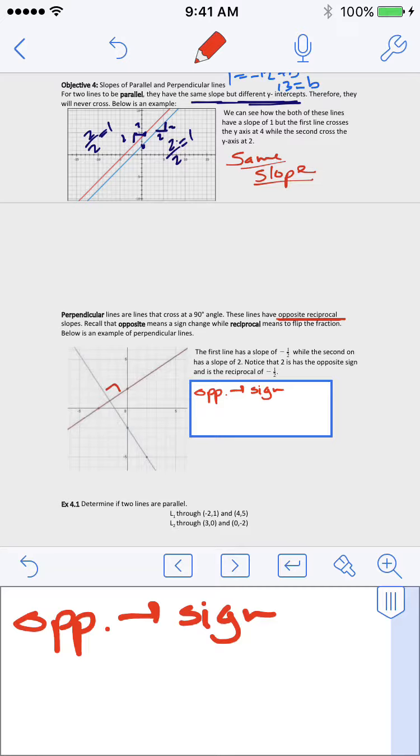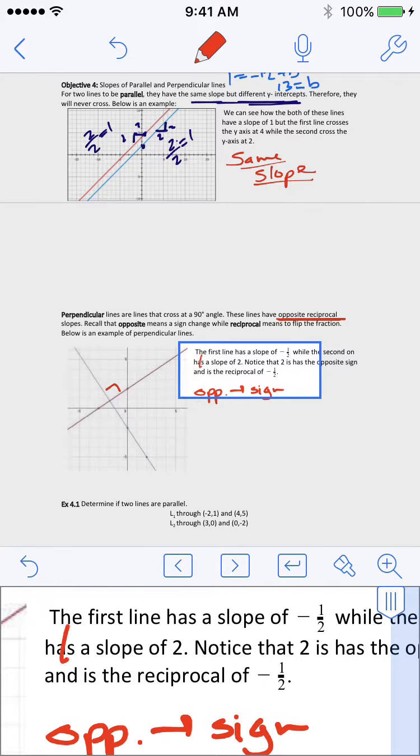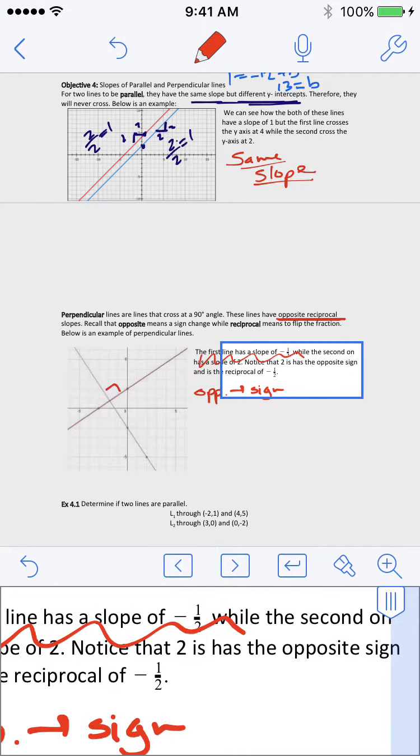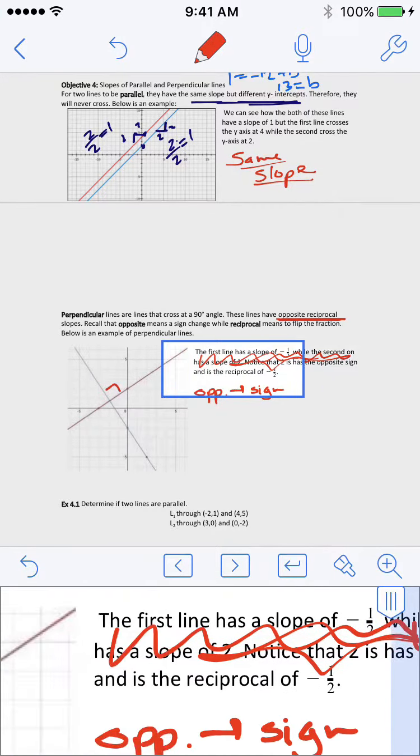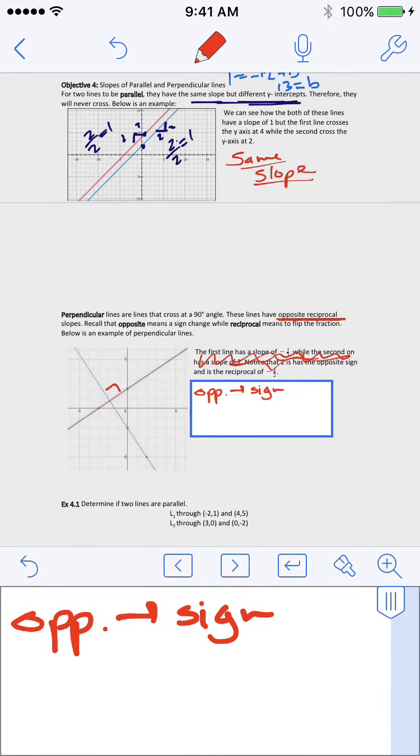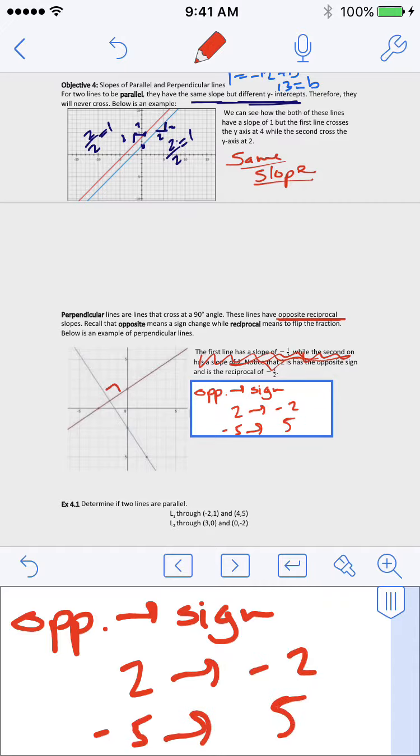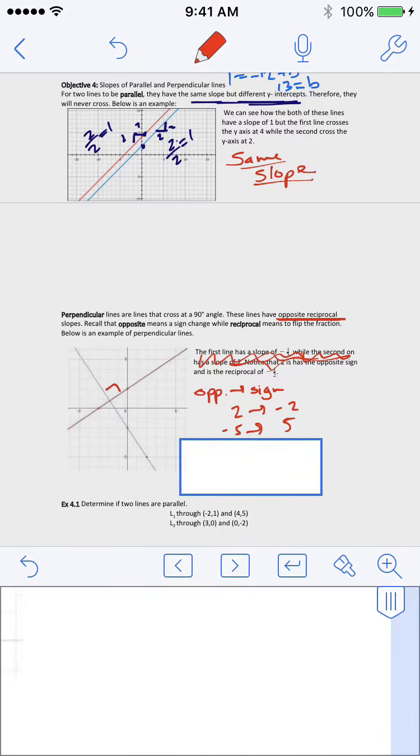So I just realized this wording here is garbage. It's for my old graph there, so you can go ahead and cross this out because it has nothing to do with what we're talking about. The opposite sign would be, say you had 2, then the opposite would be -2. Or say you had -5, the opposite would be 5, right? The reciprocal part is the fraction.